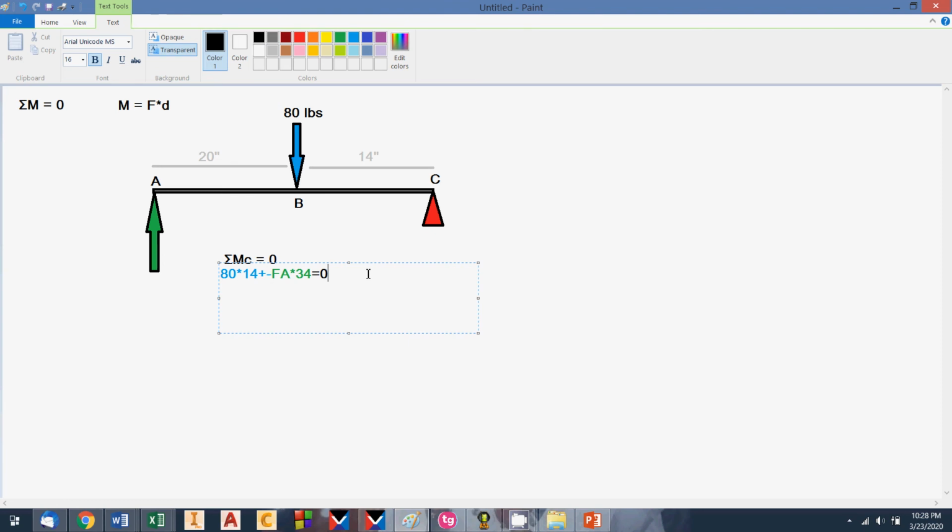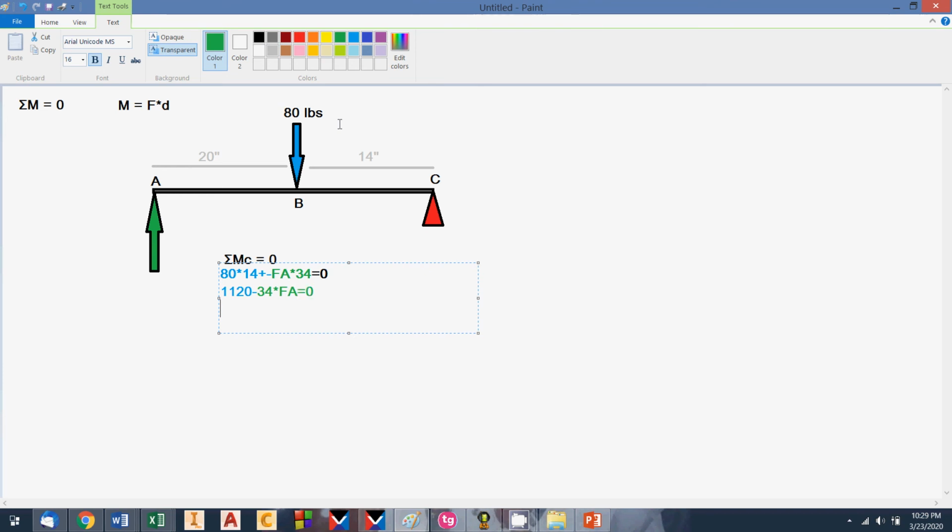And remember, they're going to equal 0. Now, I'm going to do a little bit of algebra and rearranging here. Let me grab my calculator real quick. 80 times 14 is 1120. So I'll keep that blue. We'll say 1120. And then we're going to say minus, because we're adding a negative here, minus 34 times the force at A equals 0.